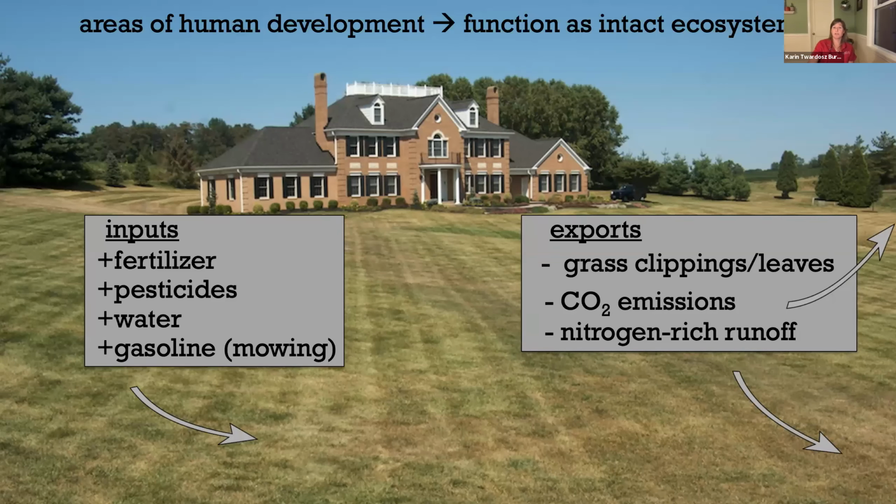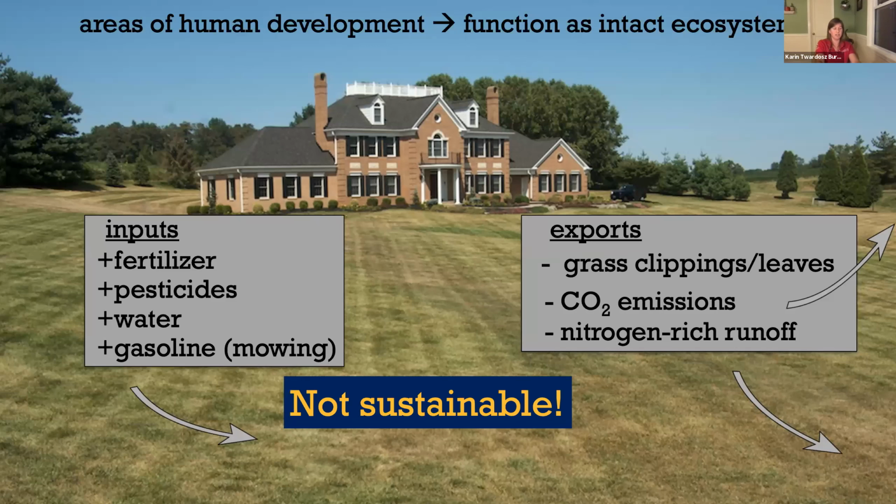We've got exports leaving from this system. So certainly grass clippings, probably not too many leaves because there just aren't that many trees to produce leaf litter, but definitely there's CO2 emissions coming from the mowing apparatus. And there's possibly nitrogen-rich runoff occurring from this as well. And so I probably don't need to tell you that this isn't an overly sustainable landscape in the sense of being a closed system.